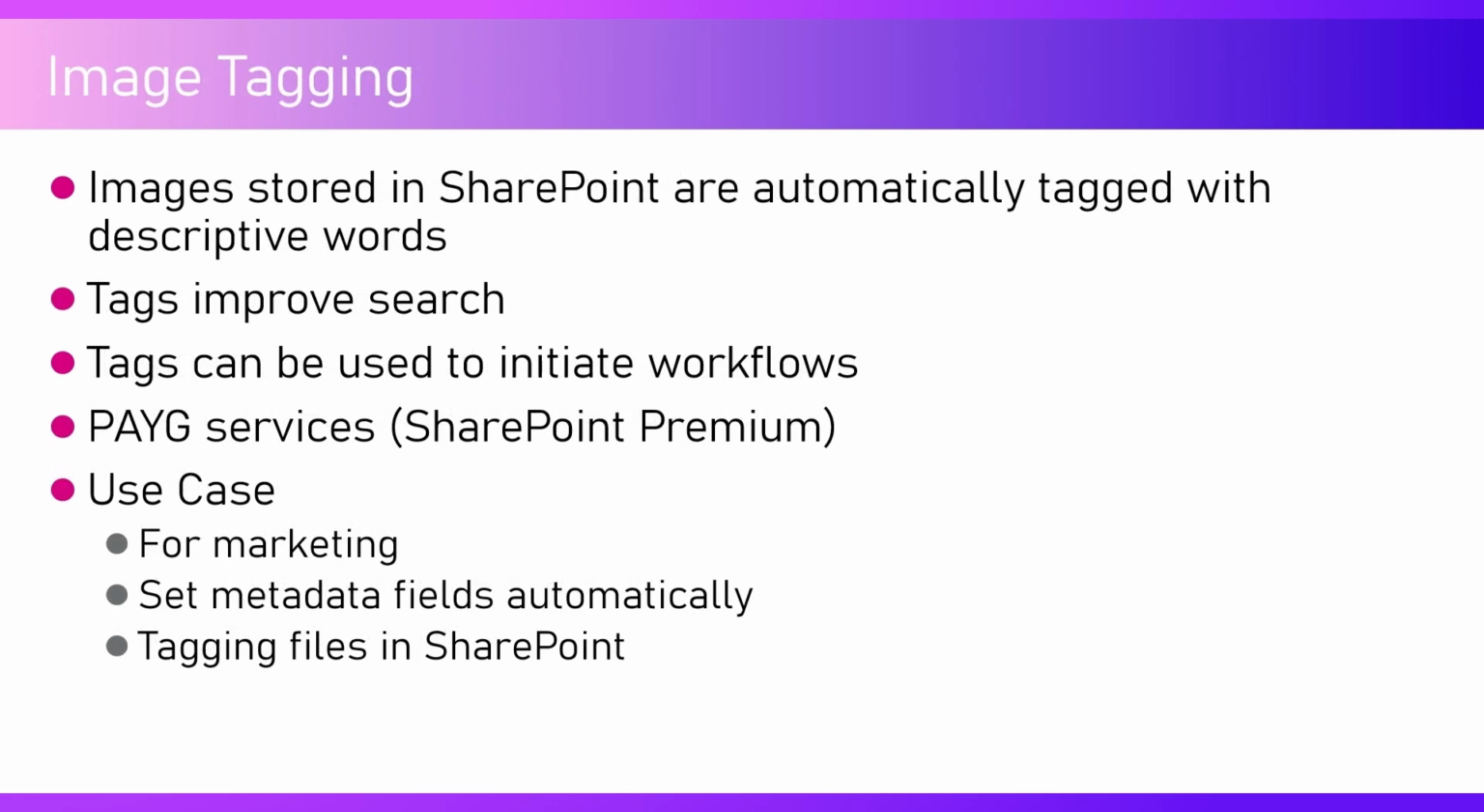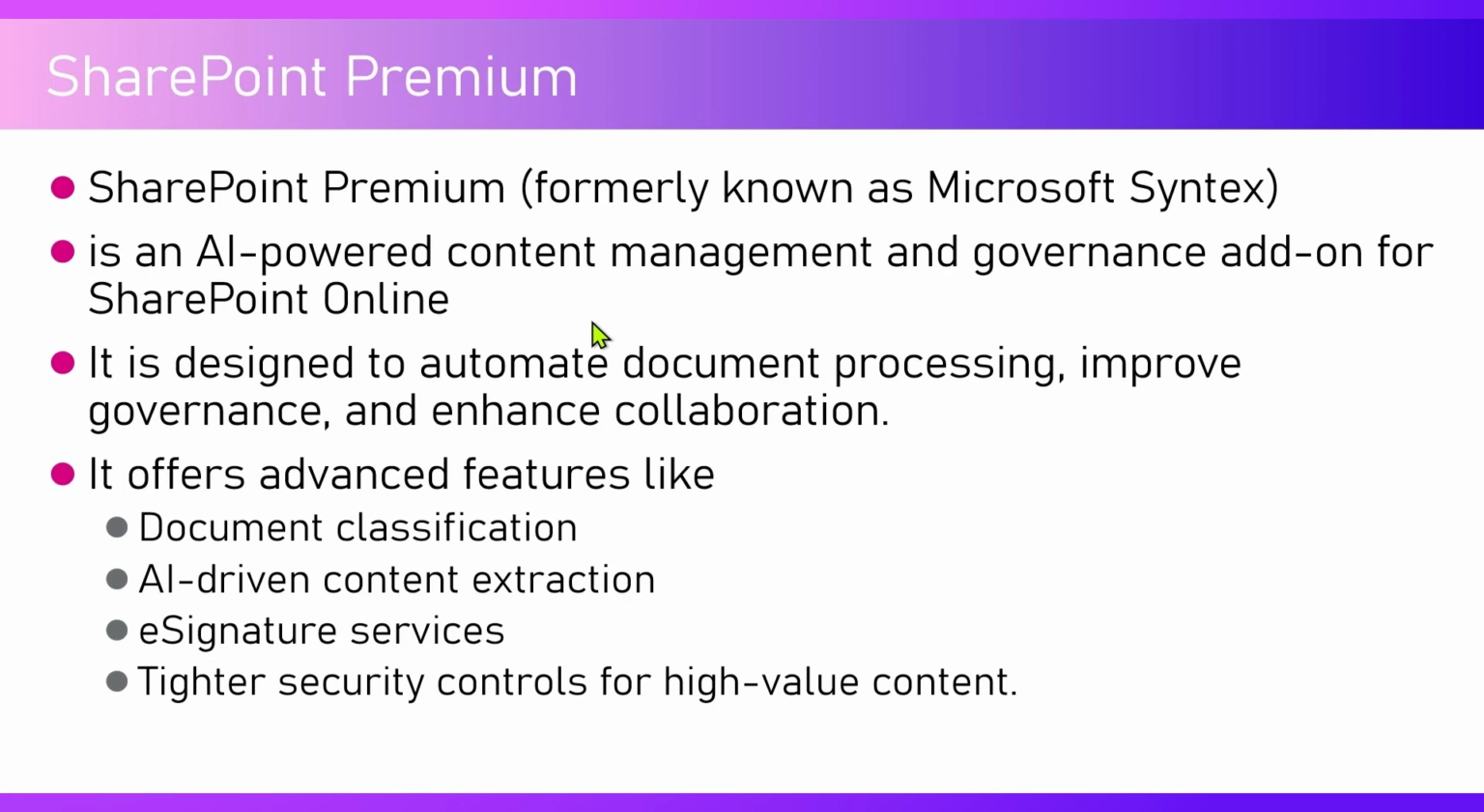Now, image tagging. Image tagging basically helps you improve the search within SharePoint. It takes the image file, understands what that image is, and tries to give you some sort of tag. That tag can be used for marketing purposes. You can use that for tagging files in SharePoint. You can set metadata fields automatically. So that's the benefit of image tagging.